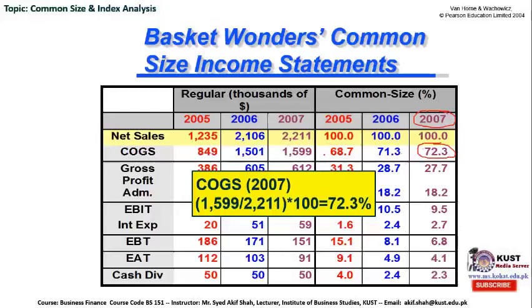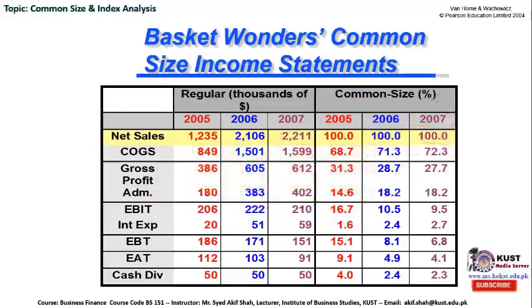How did we calculate it? We have divided the cost of goods sold of 2007 by its net sales, and we can see in the yellow box the calculation. Divide 1599 by its relevant net sales, and we come up with 72.3% of cost of goods sold. Now this is a simple formula, and we can calculate all the rest of the percentages by utilizing this formula for each year, which is 2005, 6 and 7.